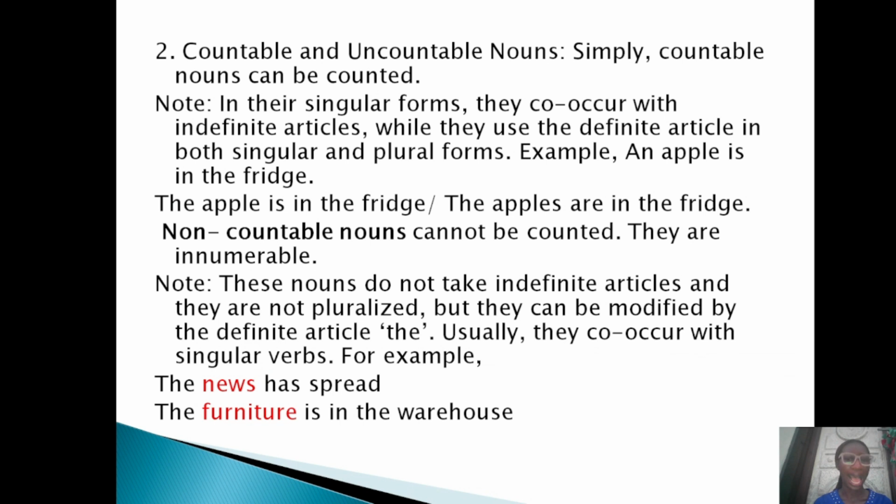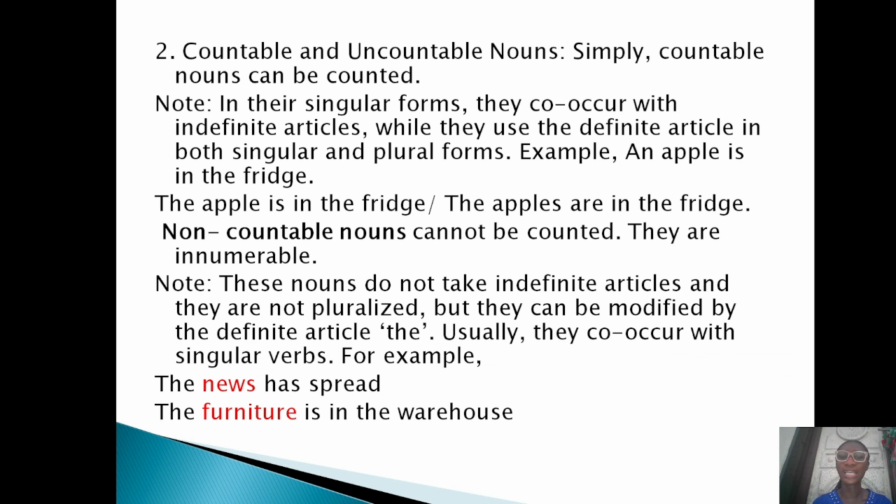Countable nouns occur with definite articles. When they use definite articles, they can be used in both singular and plural forms, so that we could have the apple is in the fridge. That's one apple. And we could also have the apples are in the fridge. So when a definite article is involved, we can have the nouns in both singular and plural forms.